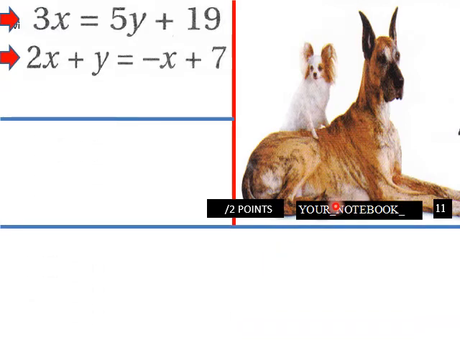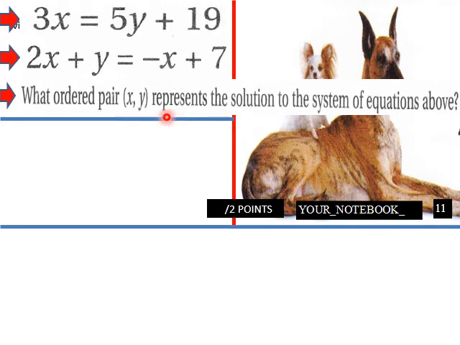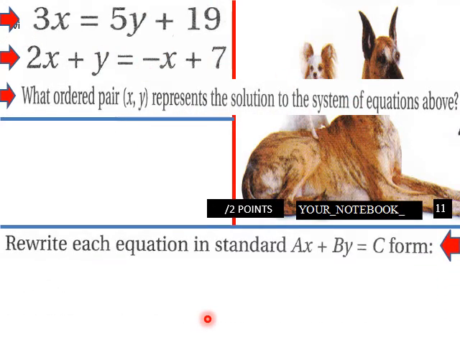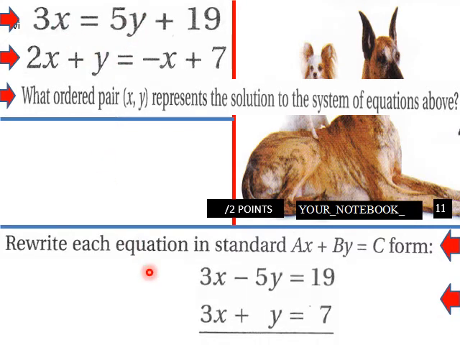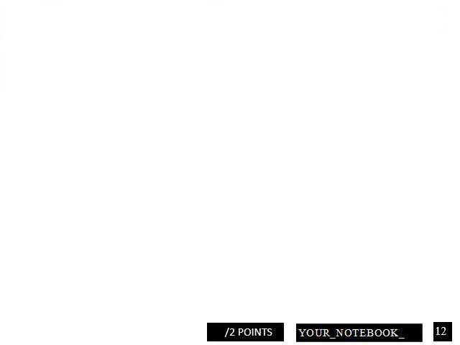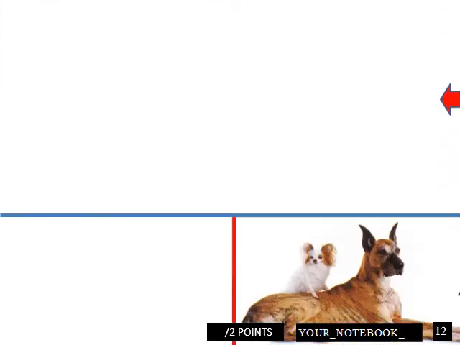This is notebook again. Here we have another system. What ordered pair represents the solution to the system of equations here? Rewrite each equation in the standard form, Ax plus By equals C. We need to move that one over. 3x minus 5y equals 19. 3x plus y. So there's our Ax plus By equals C.